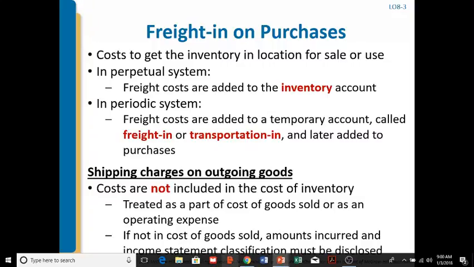Now, freight in is the transportation costs to get the inventory to you. Any shipping charges on outgoing goods, goods you've sold, are not included in the cost of inventory. It's just a part of the cost of goods sold, or an operating expense, depending on the type of item you're dealing with. Certainly, if it's inventory sold, it's going to be part of cost of goods sold.